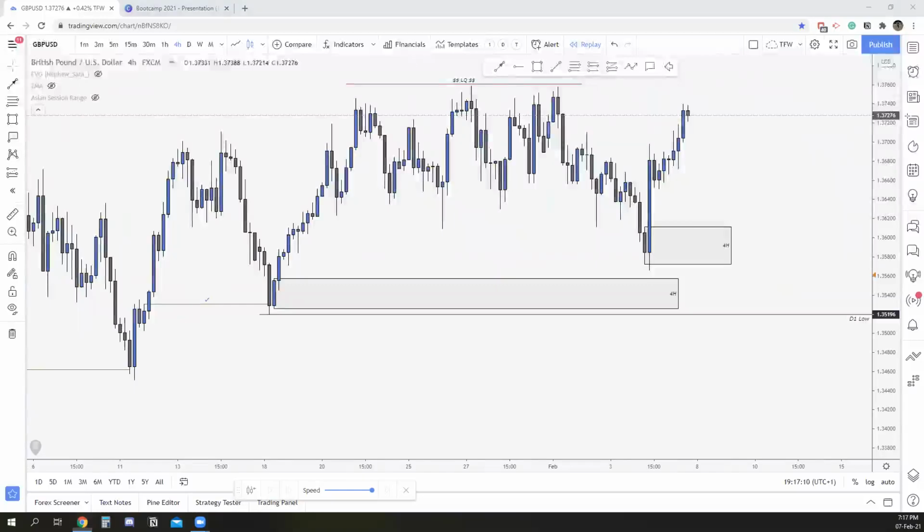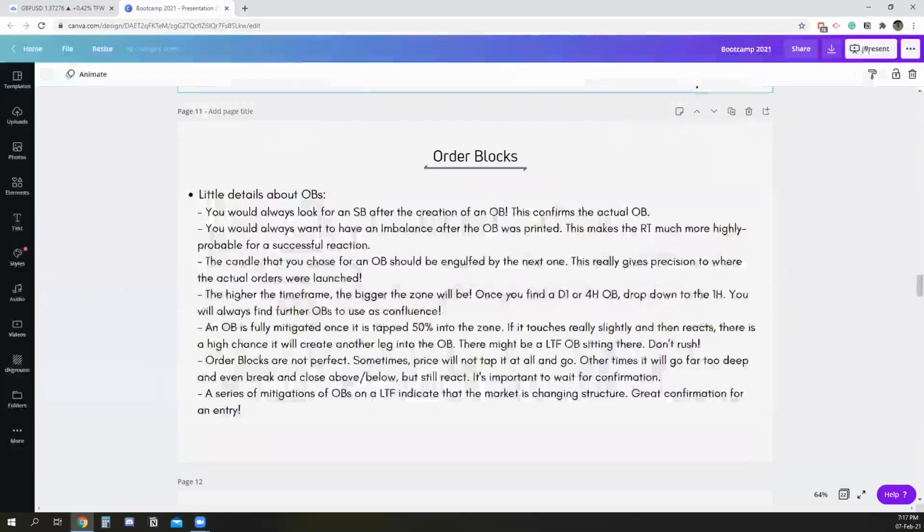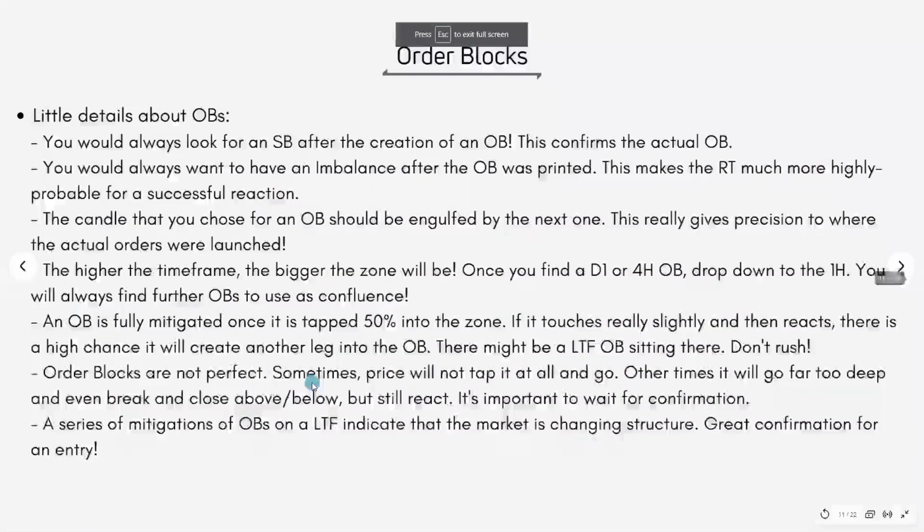All right, enough on OBs, man. Speaking too much. Let's see, what do we have right there? I think just a little bit of details.